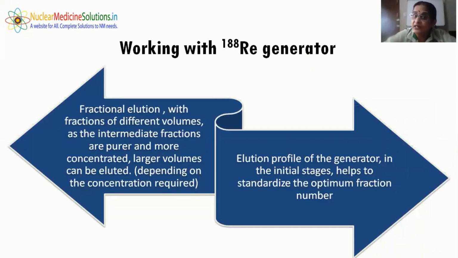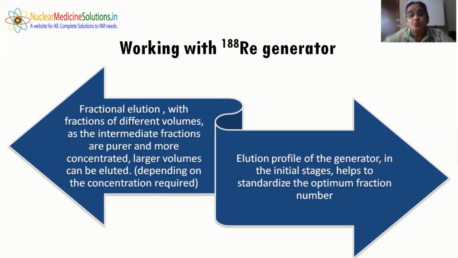Now, how does the rhenium-188 generator work? Even here, we have to go for fractional elution with fractions of different volumes, as the intermediate fractions are purer and more concentrated, and larger volumes can be eluted so that you can get more yield. However, it depends. The factors which govern such standardization are the volume or the concentration that you need for the patient case. And so if you need a very concentrated yield, you cannot go for larger volumes. So that is how you have to take care of the fractions also.